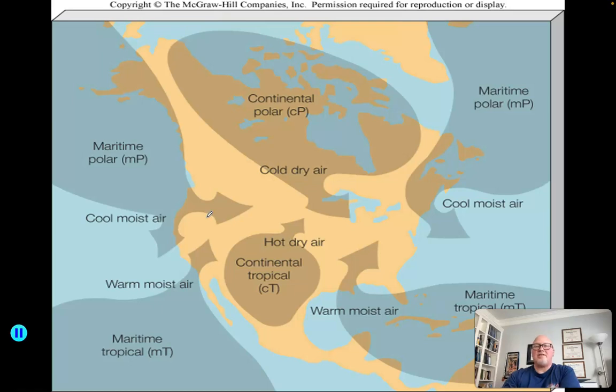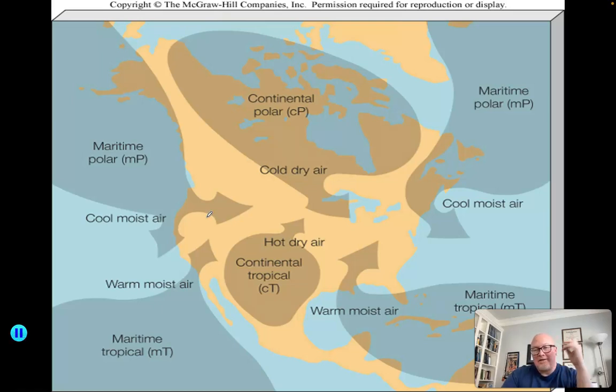So in here you can see our typical air masses. We have continental polar air masses, which are cold and dry. We have continental tropical air masses, which are hot and dry. We have maritime polar air masses, which are cold and moist. And then we have maritime tropical air masses, which are warm and moist.